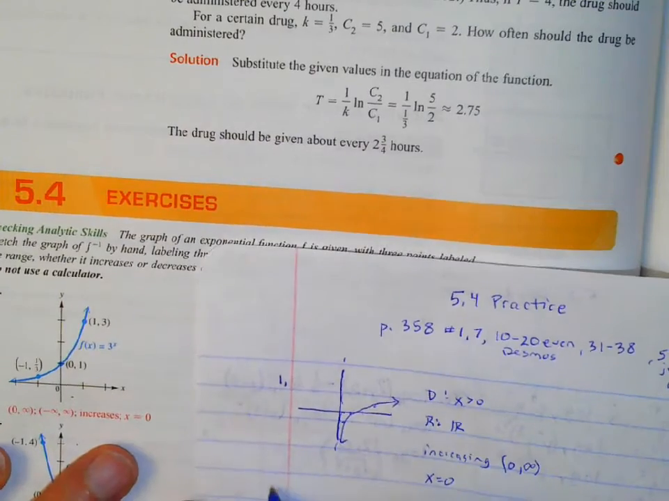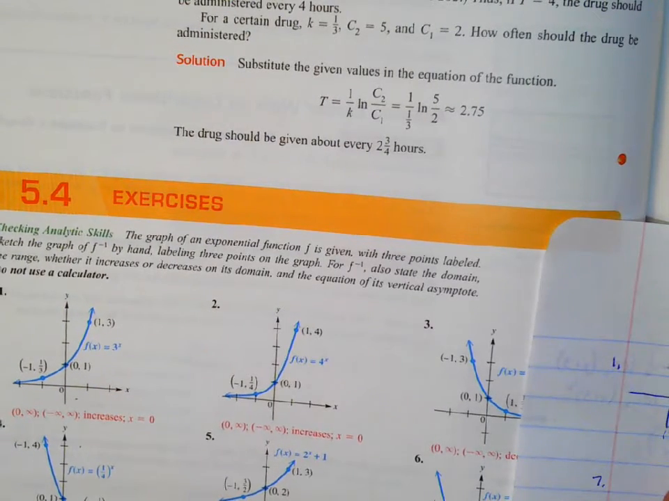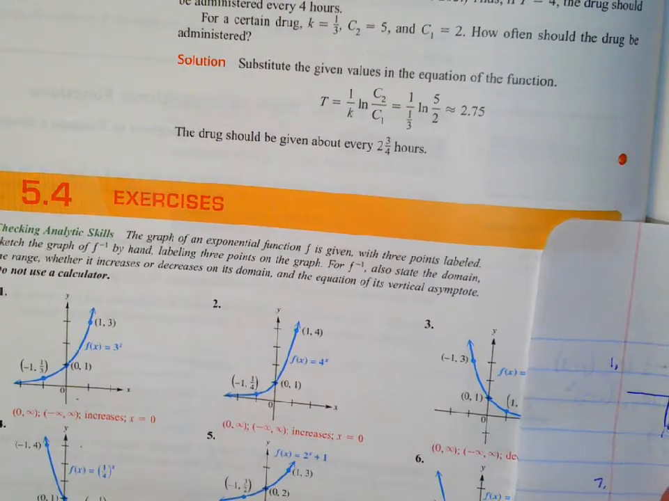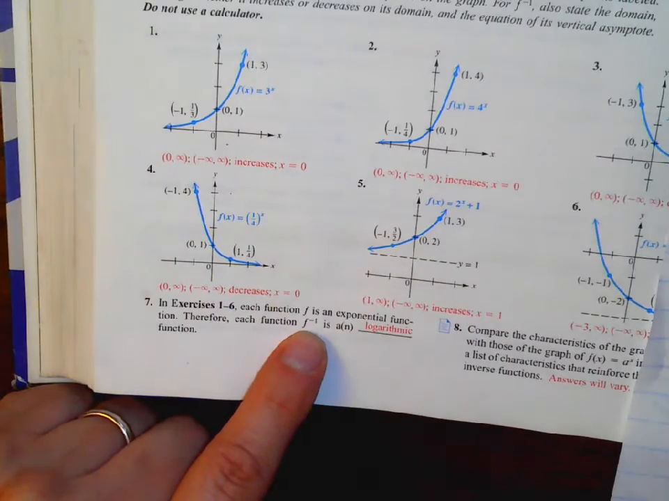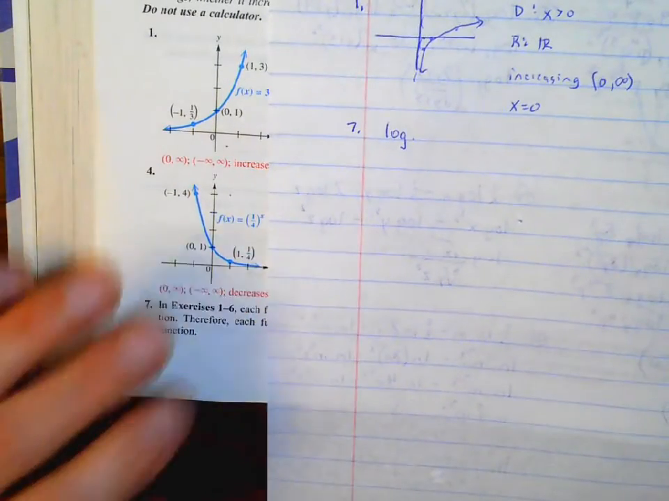Okay, number 7 says for each function, if f is an exponential function, the inverse of f(x), oops, you can't see the problem there. The inverse of f(x) would be a logarithmic function. Okay, so they are inverses of each other.